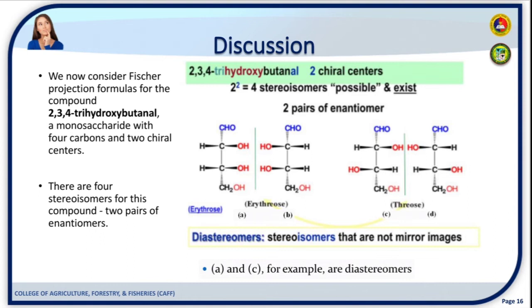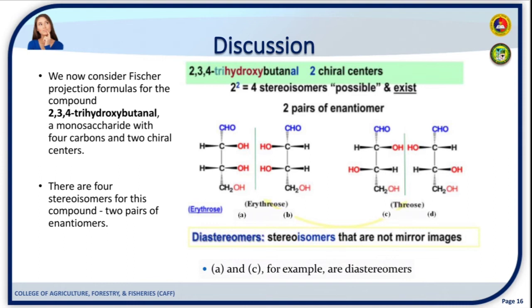Have you seen that 2 raised to the power of 2 is equal to 4 stereoisomers? That is because usually we only have 1 enantiomeric pair, and 1 pair consists of 2 compounds. So, if there are 2 chiral centers present, then you have to raise 2 to the power of 2.